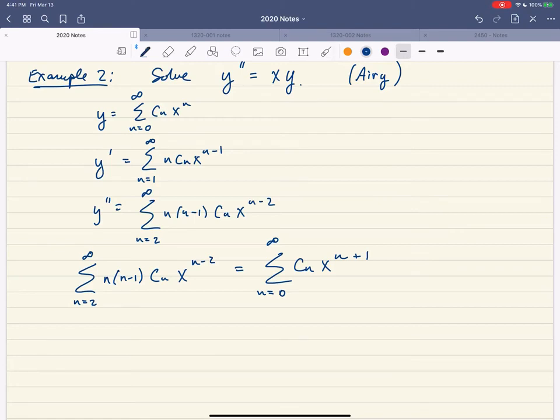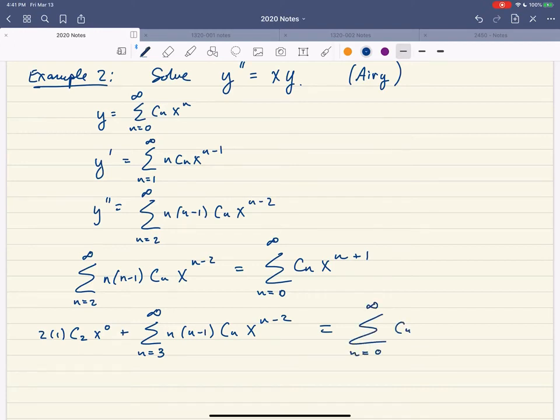So I'm going to peel off that extra term on the left. This is just the n equals 2 term. If n is equal to 2, we get 2 times 1, c sub 2, x to the 0. I'm just going to take that out of the sum, and now we have the same sum, but starting at n equals 3. So we just copy that. The right side is the same as it has been. So this is c sub n x to the n plus 1. This is an n, not a u.